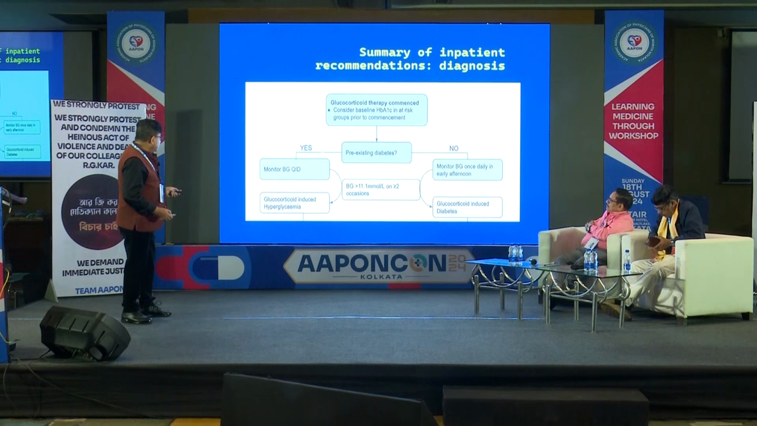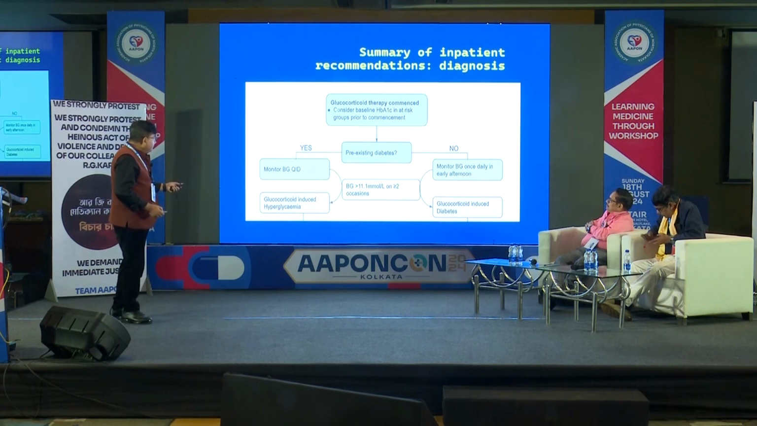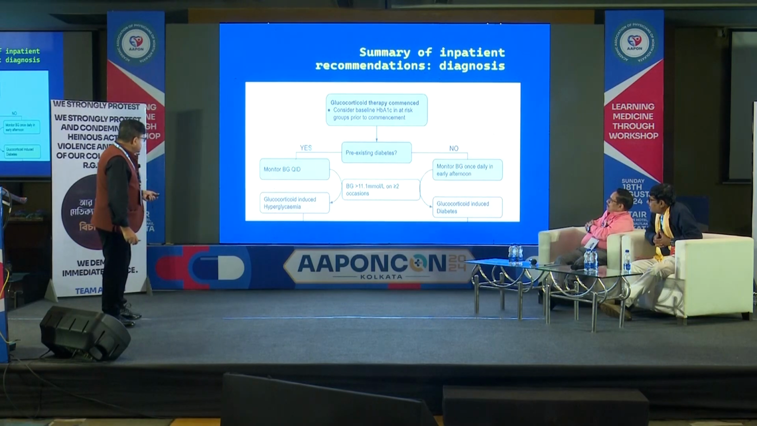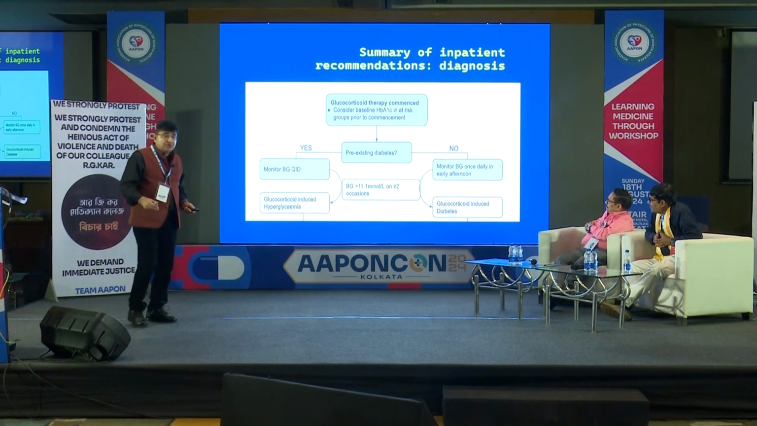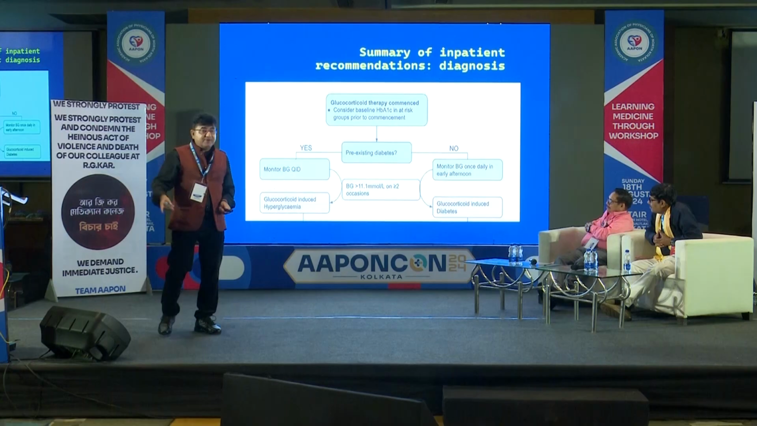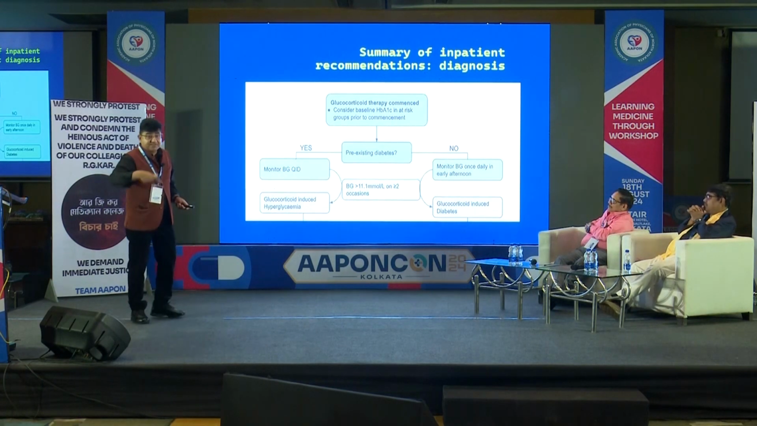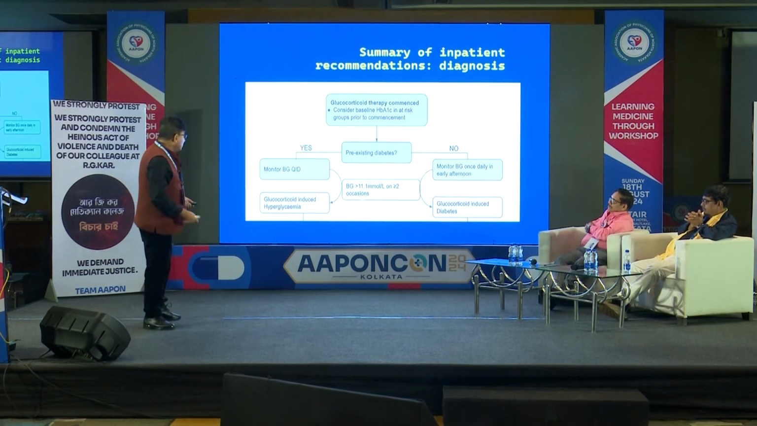So what you should do, if glucocorticoid therapy has been recommended, it's good to go for an HbA1c in all the patients who are at higher risk. If the HbA1c says that the patient has pre-existing diabetes, monitor blood glucose 4 times when the patient is on glucocorticoid. If there is no pre-existing diabetes, you can monitor once daily, because you never know, a potential diabetic may become diabetic after giving glucocorticoid. His HbA1c could be normal, but still the patient can become diabetic after giving glucocorticoid.